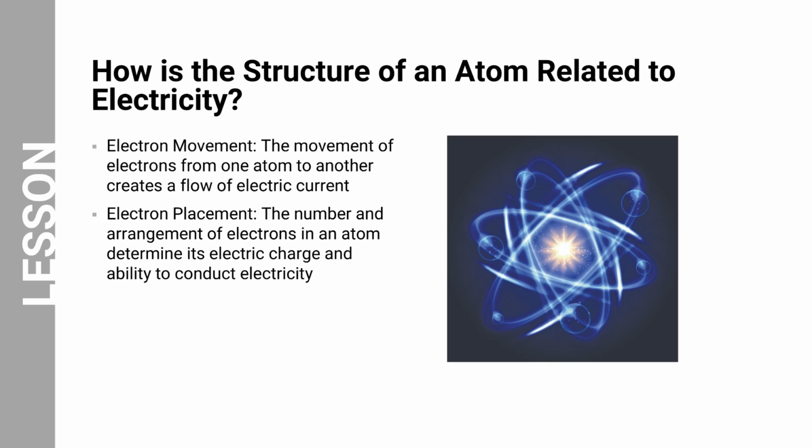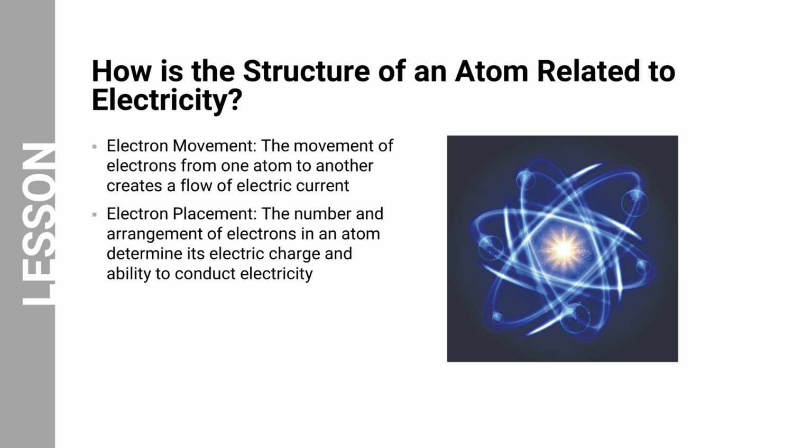In electron placement, the number of electrons in an atom's outer shell, also known as the valence shell, determines how well a material conducts electricity by how tightly they are bound together. Metals, for example, have loosely bound outer shell electrons that can move easily, making them good conductors. In contrast, materials like rubber have tightly bound electrons and resist this flow, making them insulators.